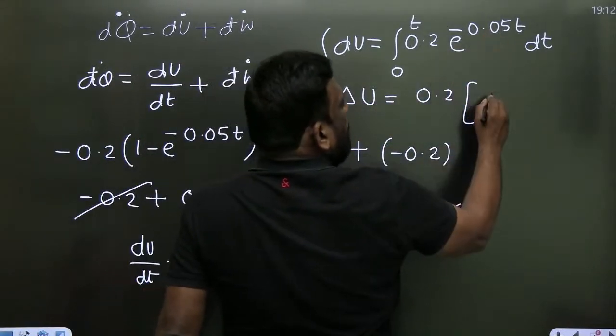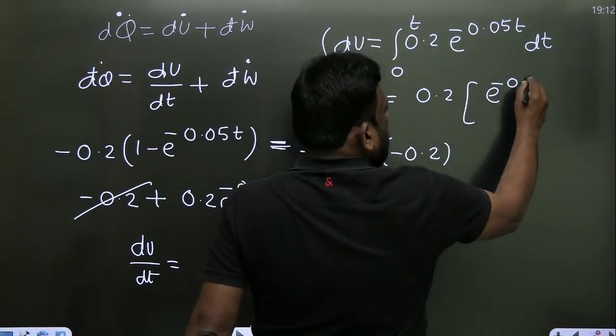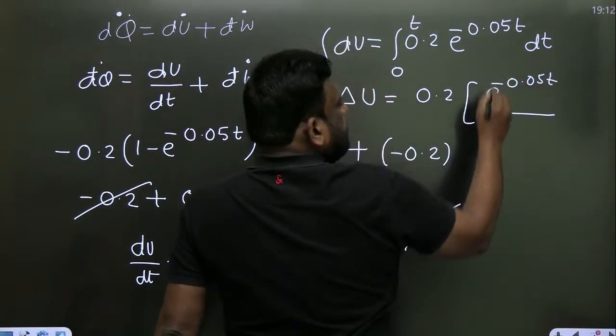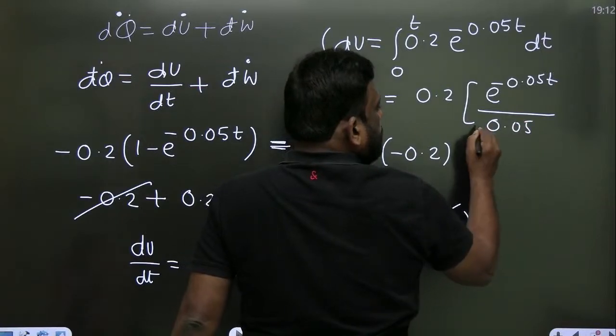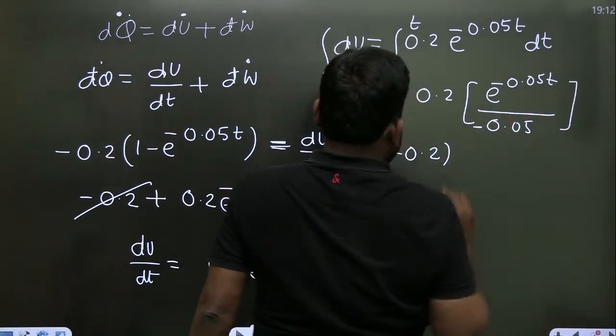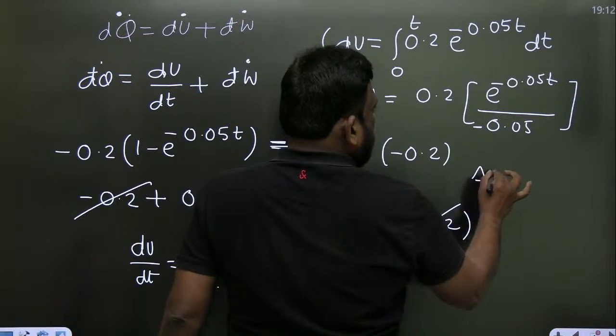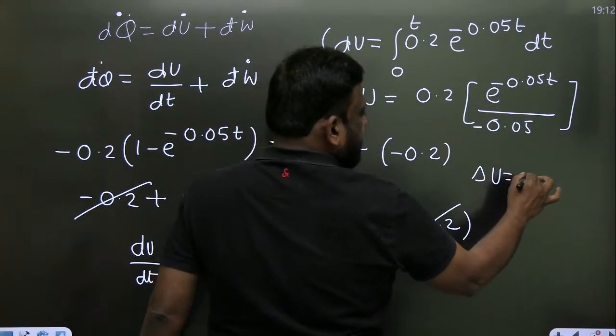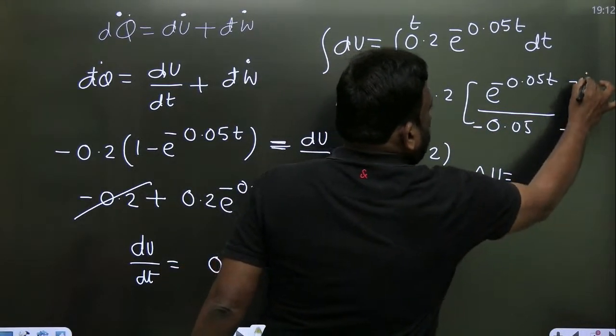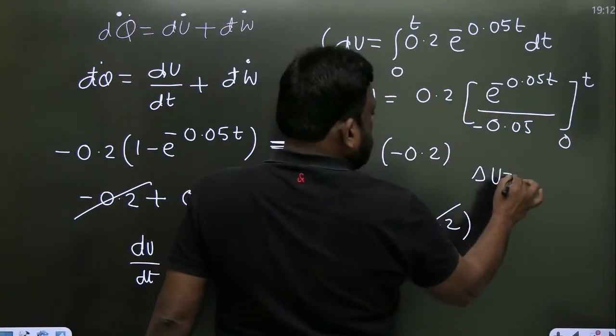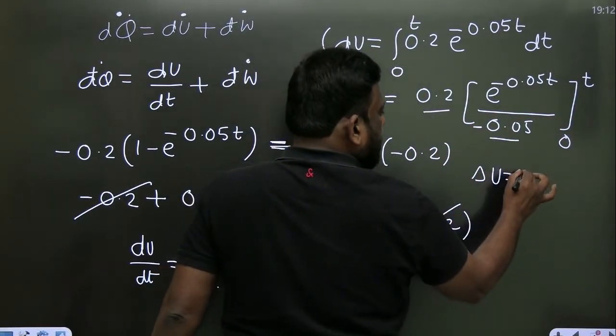What is e power -x? E power -x only, 0.05, of course the minus came here, exactly. So you will get the change in internal energy from 0 to t as 2.2 by 0.05, I think it is 4 into e power minus 0.05 minus 1.